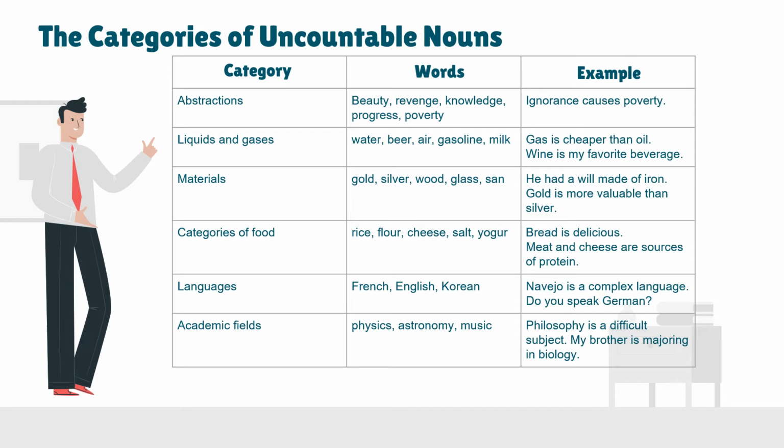Okay, now go to the next category, that is academic fields, like physics, astronomy, music. For example, philosophy is a difficult subject. My brother is majoring in biology.